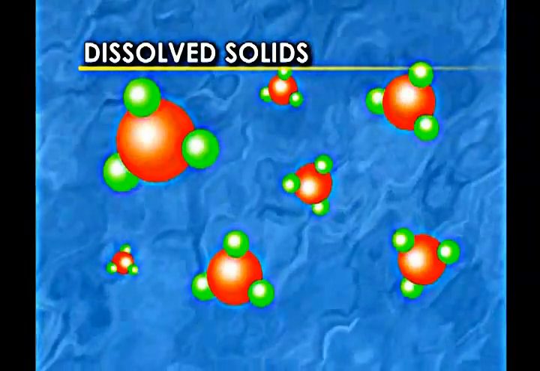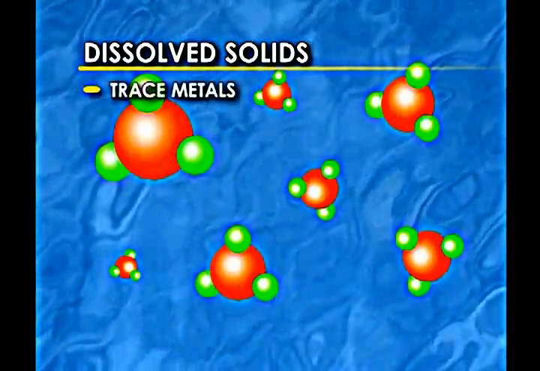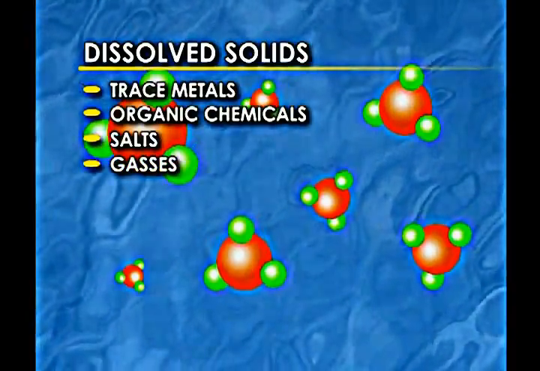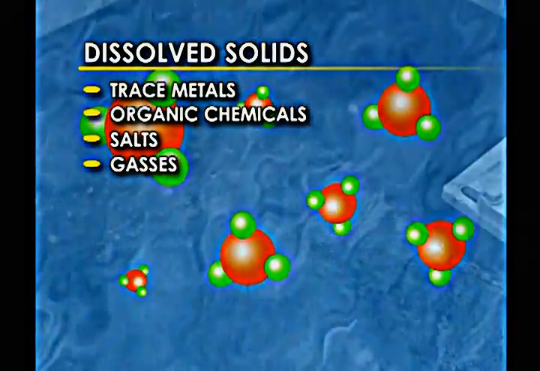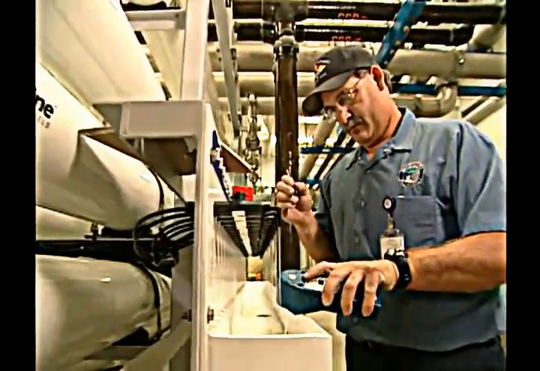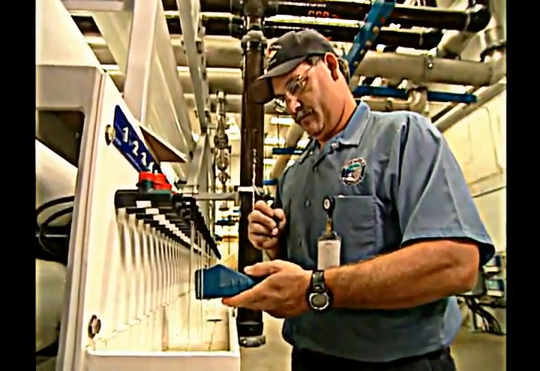Dissolved solids are the size of a molecule. These trace metals, organic chemicals, salts, and gases cause public health, taste, odor, and color problems. Some can be removed by chemical coagulation. Others may require additional treatment, such as ion exchange, sorption on activated carbon, nanofiltration, or reverse osmosis.